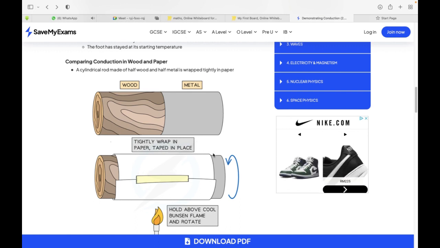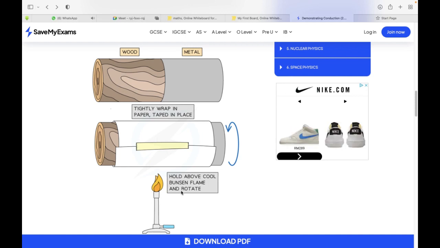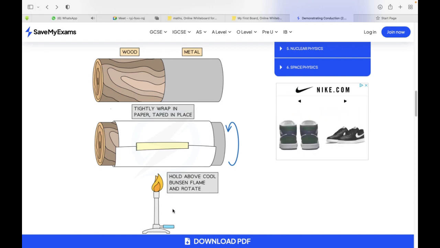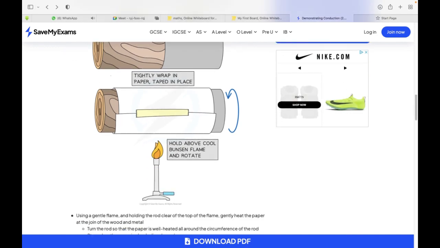Now we're going to supply some heat, and then let's see what happens. We hold the rod above a cool burning flame and rotate it. We're going to be rotating this wood, but we will supply a burning flame to it. We supply heat to it, and then we see what result we're going to get.